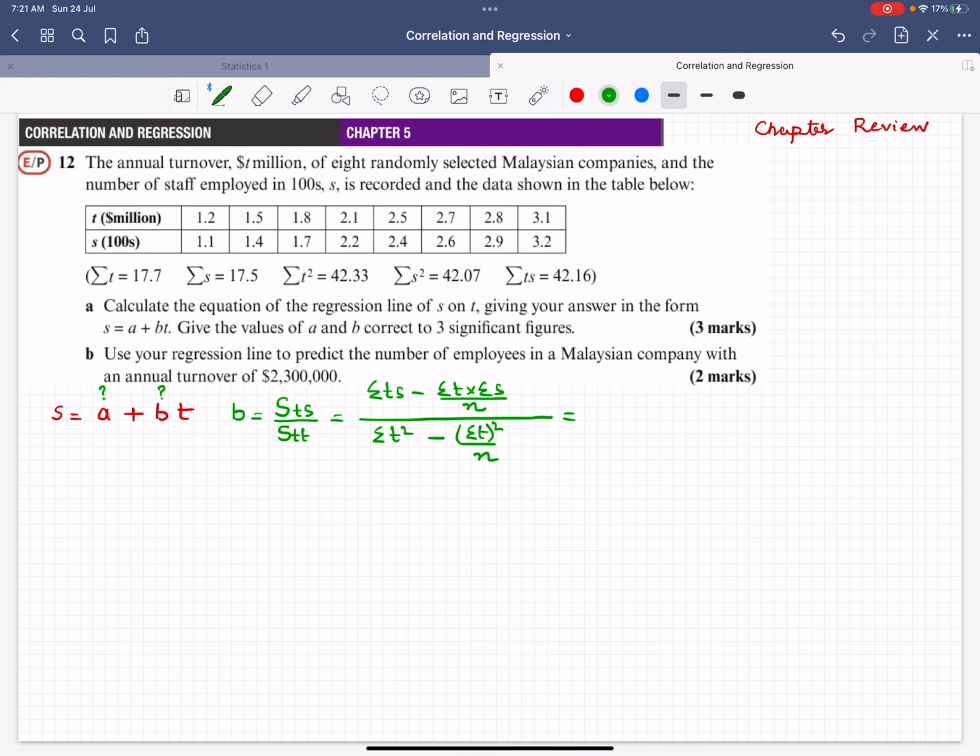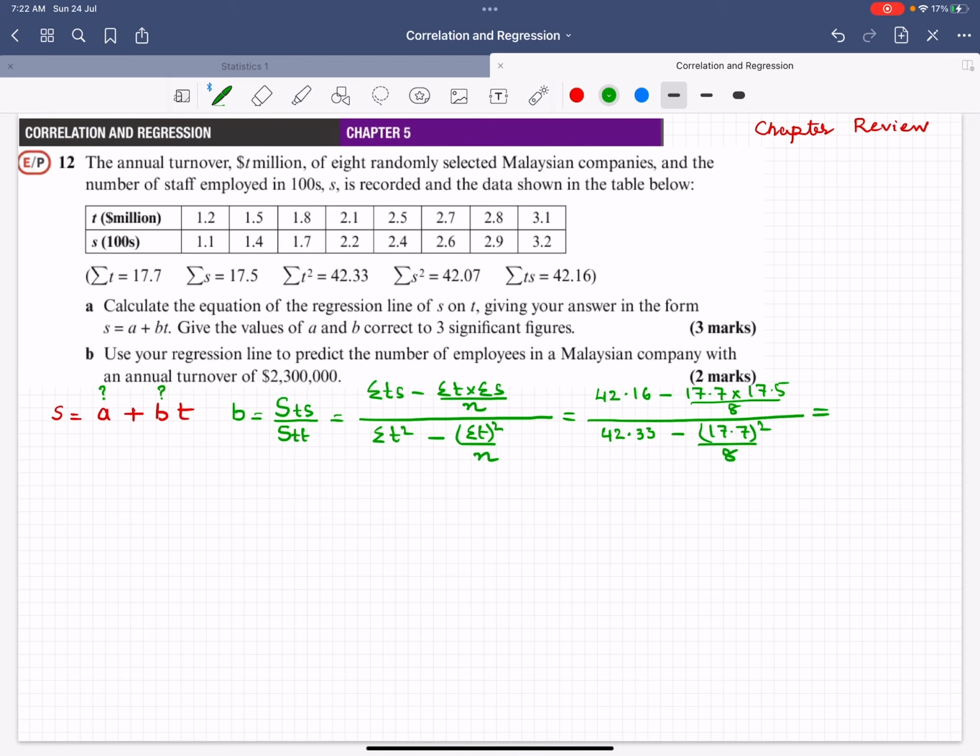So we have 42.16 minus 17.7 times 17.5 divided by 8, and the denominator is 42.33 minus 17.7 the whole squared divided by 8.